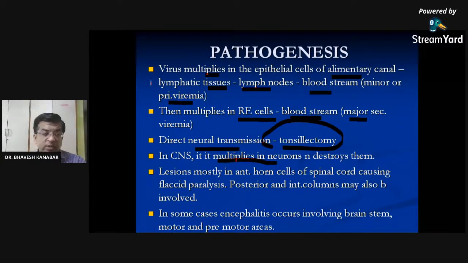So first of all, infection of the alimentary canal, then the reticuloendothelial system. In the CNS, it can multiply in neurons and destroy them. Lesions are mostly in the anterior horn cells of the spinal cord, causing flaccid paralysis. Right? Posterior and internal columns may also be involved. So the CNS is involved, and there are lesions. It may lead to flaccid paralysis. In some cases, encephalitis may also occur, involving the brainstem, motor and premotor areas.